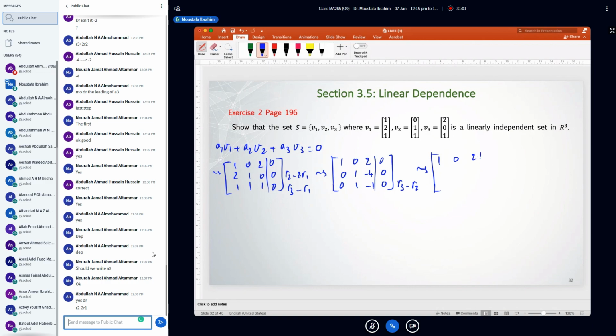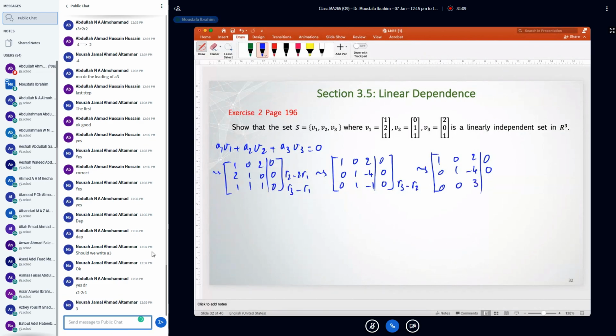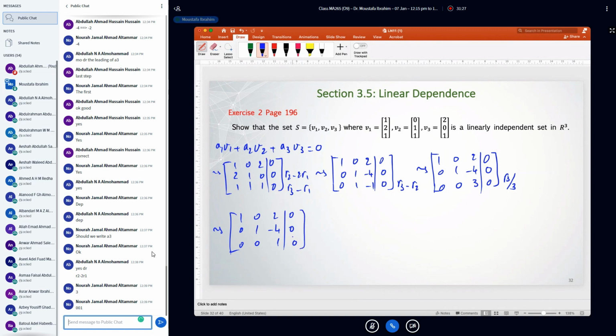1, 0, 2, 0, 0, 1, negative 4, 0, 0, 0, 3, 0. Very good. And R3 divided by 3, we get 1, 0, 2, 0, 0, 1, negative 4, 0, 0, 0, 1. Very good, Nora. So here we have A1, A2, A3. Leading first row, we have leading. Second row, we have leading. Third row, we have leading.